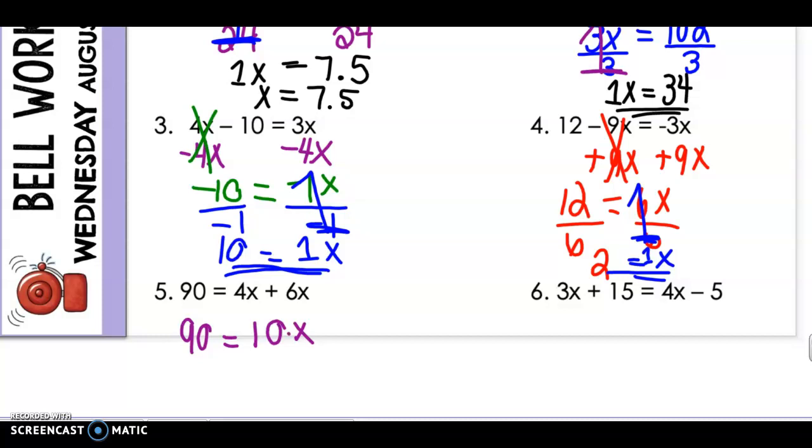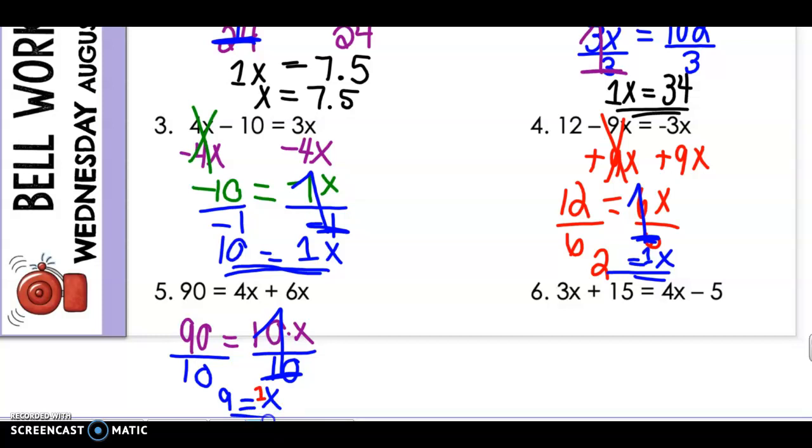So what's the opposite of multiplying by 10? Dividing by 10. Divide both sides of the equation by 10. Remember, whatever you do to one side, you have to do to the other. So 90 divided by 10 is 9, equals, these 10s make a giant 1, so 9 equals x. Or 1x, if you want to write it like that.